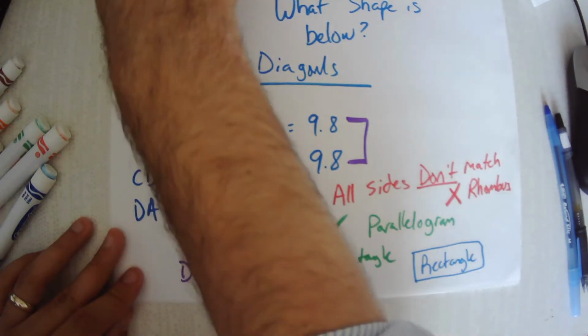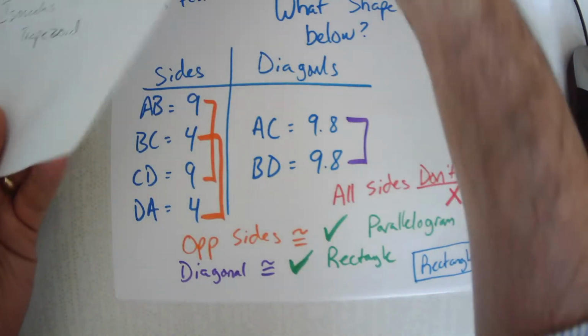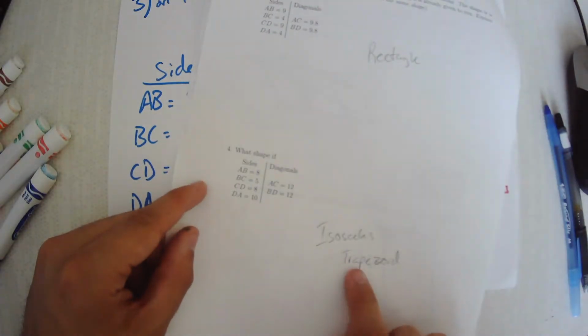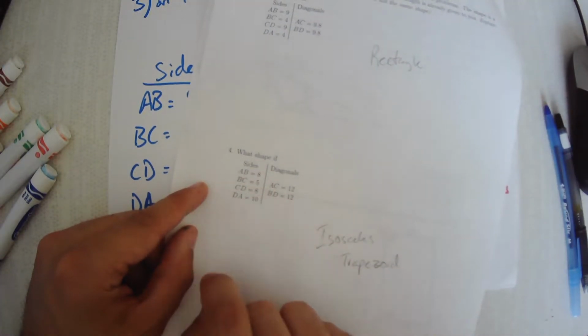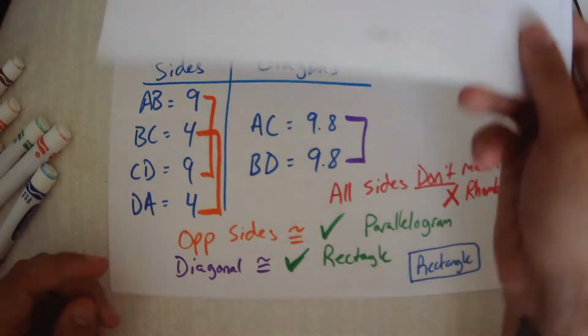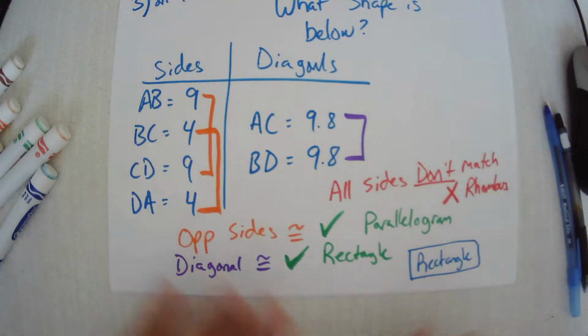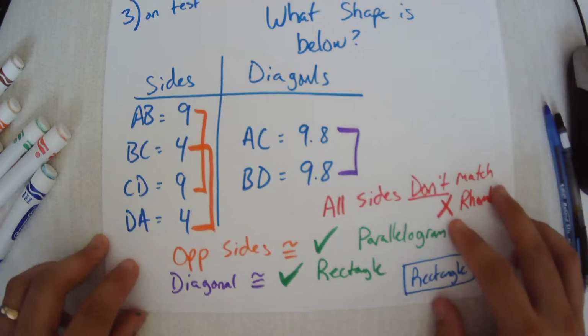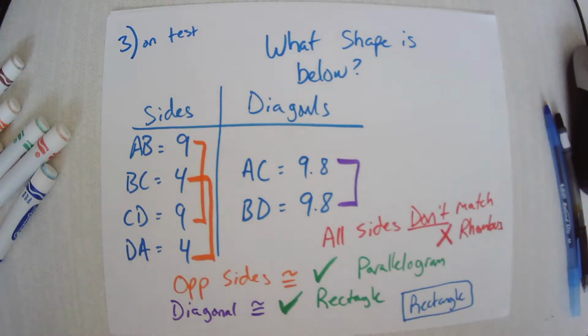And that was an isosceles trapezoid. If you look on your test, that is an isosceles trapezoid because AB and CD matched, but those did not, and those did. So that's one kind of question where you're just using your map, your formula sheet, to identify what shape it is.